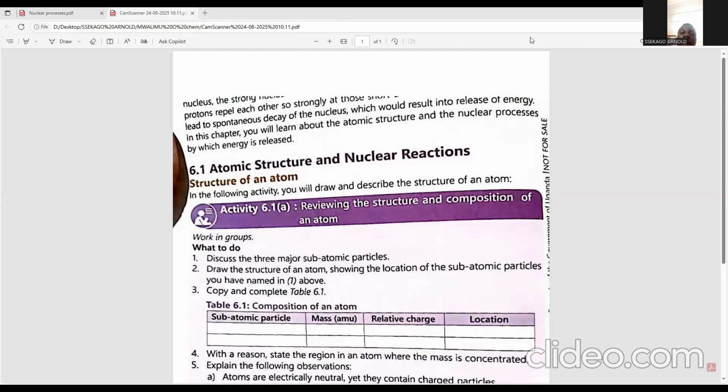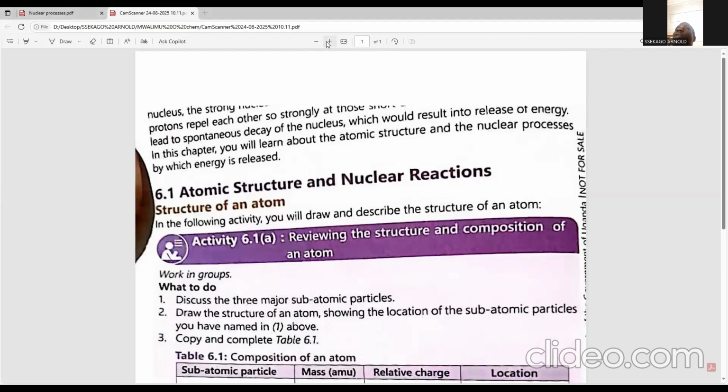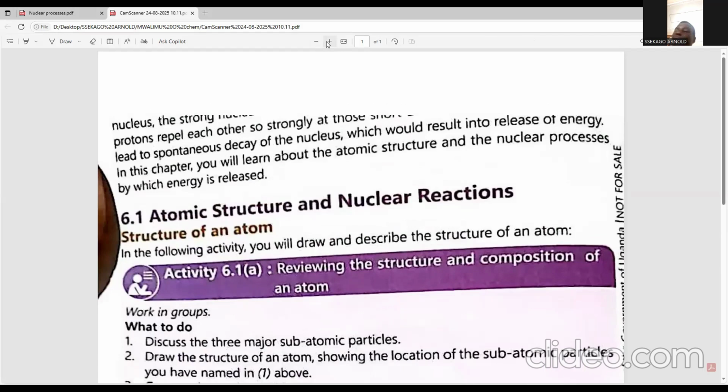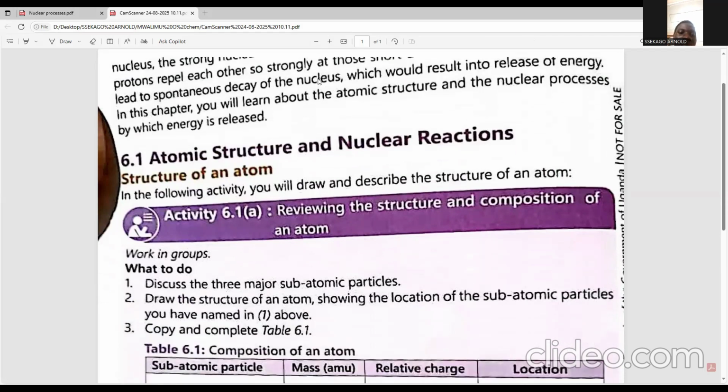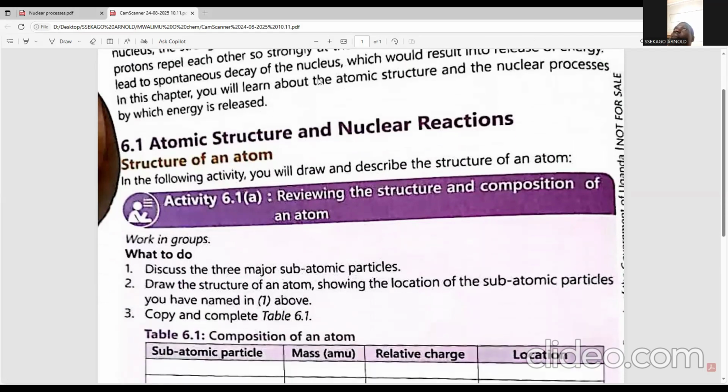We are back. In the first session, I told you that I'm going to leave an activity behind on what I have so far taught. So the activity is here. Activity 6.1a. If you have the learner's book for Baroque, you'll find this activity there.